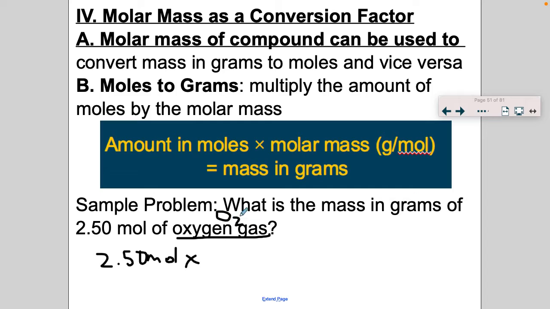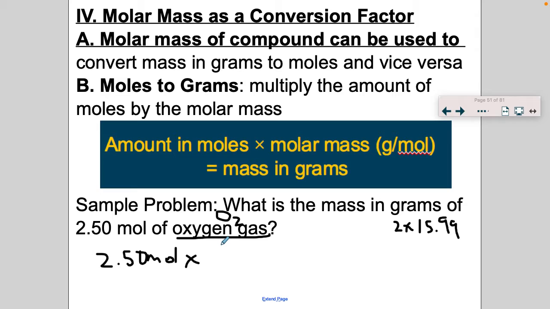And oxygen gas is O2, so is it 31.98? 2 times 15.99, 31.98. Yeah. If you just put 30, that's incorrect. 31.98 times 2.5, 79.95. Okay. So I'm going to show you the actual conversion factor so the units cancel.